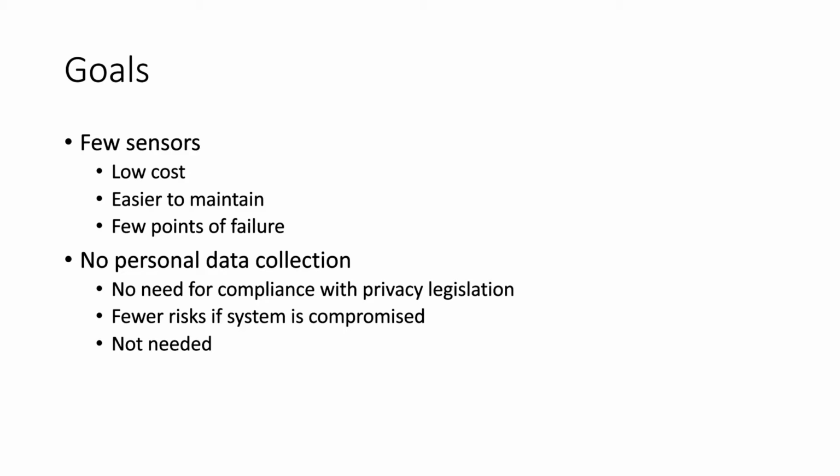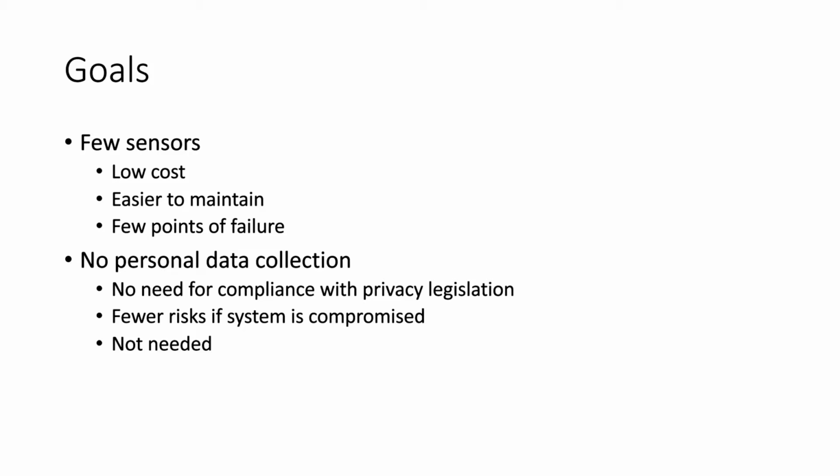So moving on to the goals for this project, I wanted to only have a few sensors. I ended up with 2 sensors and a display and a gateway. So there's only about 4 parts in this project. This helps keep the cost down. My cost for this was only a couple $100s for all of this. It also makes it easier to maintain and to deploy. There's only a few things you need to set up. There's also fewer points of failure. If something dies, there's only a few components that can go wrong, and so it speeds up the process of maintenance much more. I also didn't want to collect any personal data.